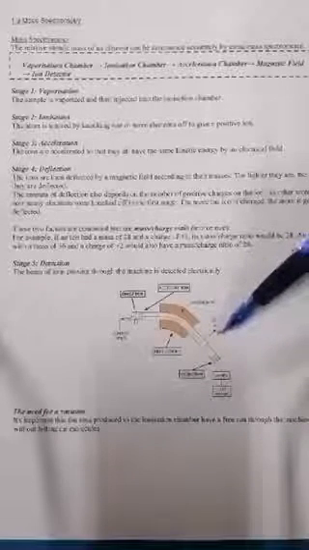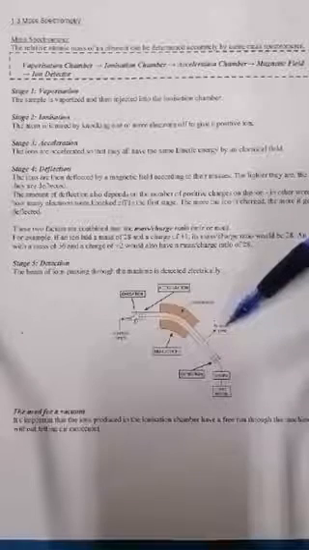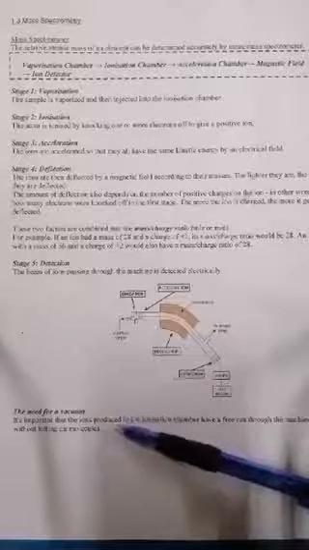Here we also have a special place called the vacuum. Why do we need the vacuum? The vacuum is important so that the ions produced in the ionization chamber have a free run through the machine without hitting air molecules. And then this will be the one. These are the mass spectrum being formed in stick form.